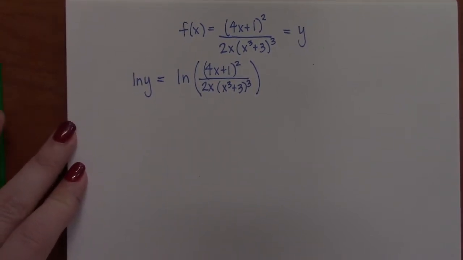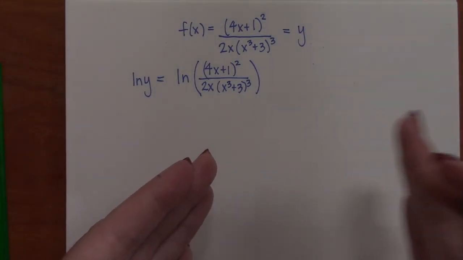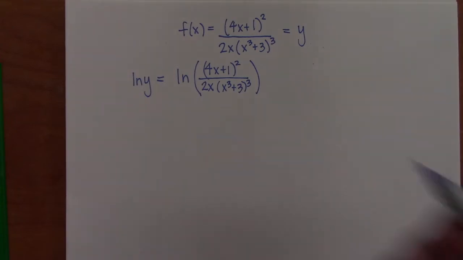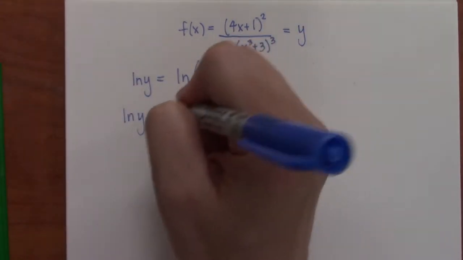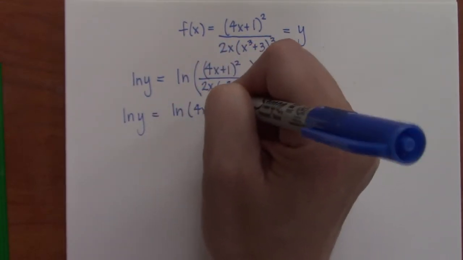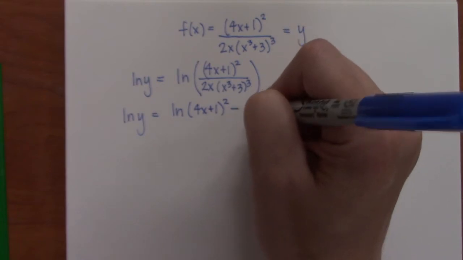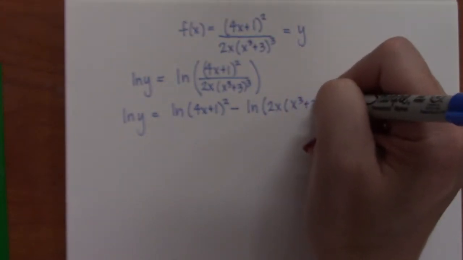All right, so the next thing you do after you take the natural log of both sides is you then expand this as far as you can go. So now we're just doing algebra. We haven't even started the derivative yet. So the natural log of the numerator minus the natural log of the denominator.